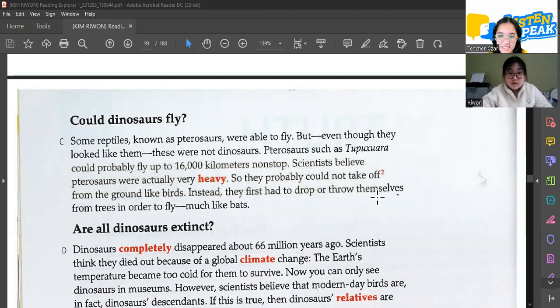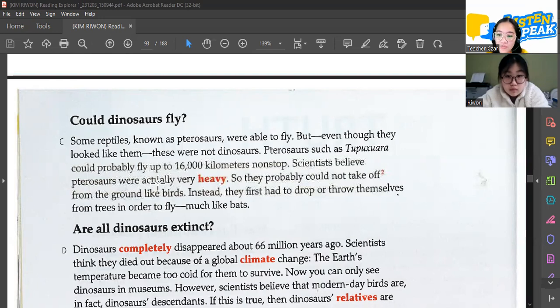Whoa. Yes, that's the Pterosaurus, but they are not a dinosaur. They are not considered dinosaurs. Also, scientists believe that Pterosaurus were actually very heavy. That's why they didn't have the capacity to take off from the ground like birds.